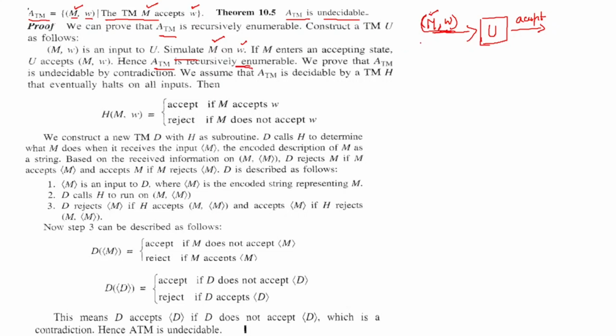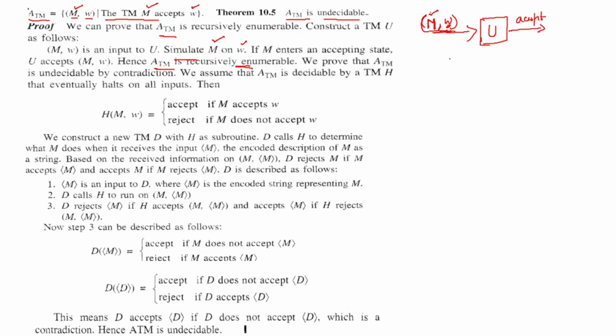So why is it recursively enumerable and not recursive? Because we don't know what happens if M does not accept W. If this Turing machine M does not accept W, then we don't know what U does. It will accept only if M accepts W, and there is no clarity with respect to what happens if M does not accept W. There is a possibility that it may accept W, or it may reject W, or it may not halt at all. We don't know that definition. So we can say that U is recursively enumerable.